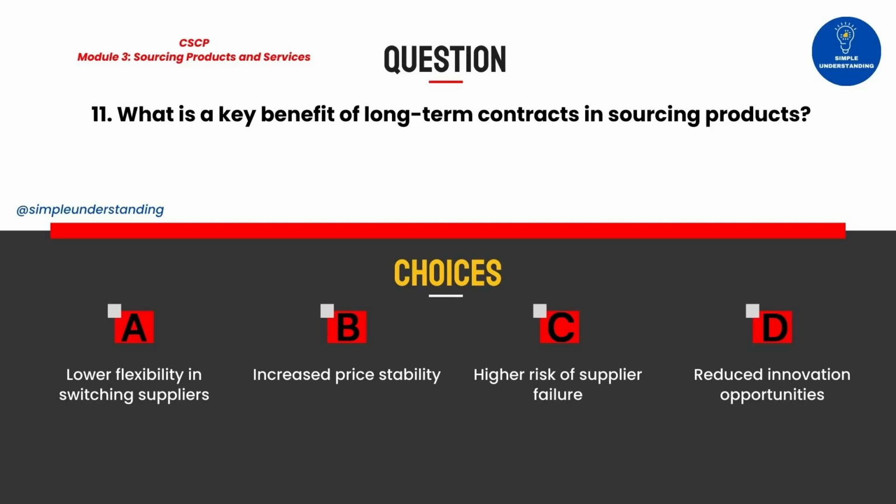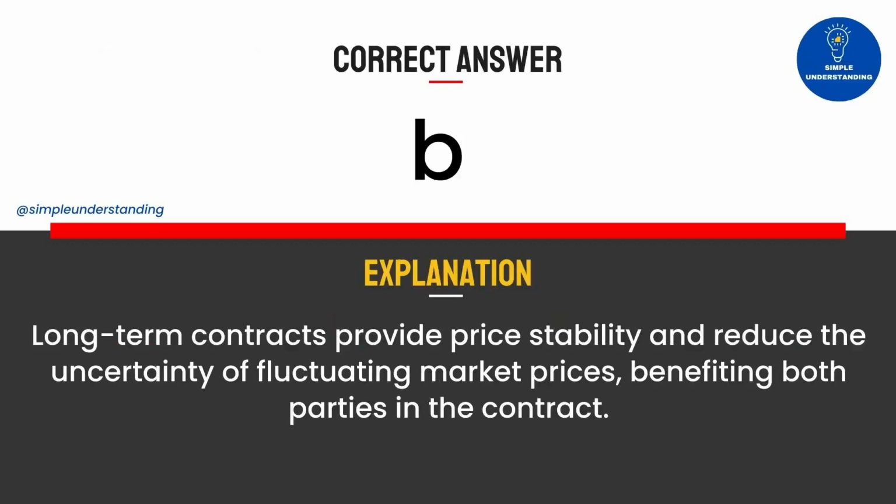11. What is a key benefit of long-term contracts in sourcing products? A. Lower flexibility in switching suppliers. B. Increased price stability. C. Higher risk of supplier failure. D. Reduced innovation opportunities. Correct answer, B. Explanation. Long-term contracts provide price stability and reduce the uncertainty of fluctuating market prices, benefiting both parties in the contract.